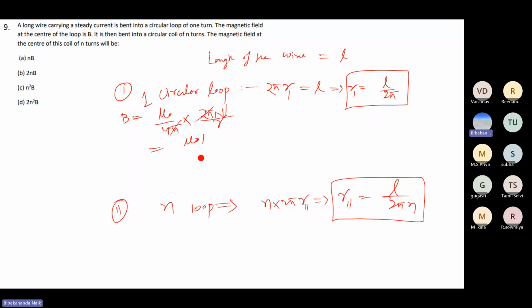It will be mu 0 by 2, and there will be 2 pi here and L here. R is L by 2 pi, so pi will go to the numerator, this is I, and this 2 gets cancelled out. So the value of B will be how much? Mu 0 I pi by L. So this is the value of B.